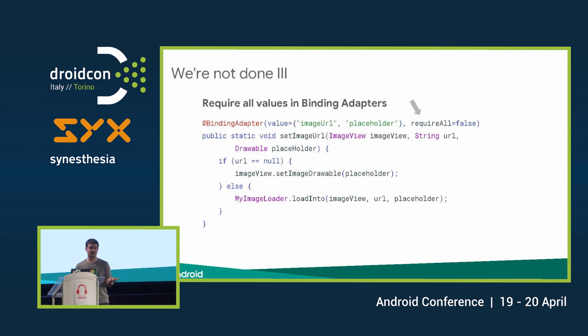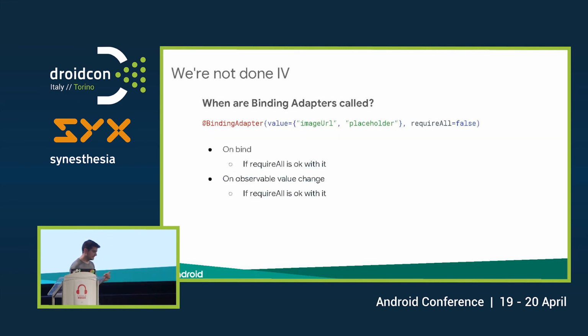You can not define it in the XML, and it's just going to set the placeholder. If both, or if the URL is available, it's going to call your image loader library, Glide or Picasso or whatever, and it's going to load the URL. All right, this is a very important concept. When are binding adapters called? They're called on bind, so the first time you define the connections, if require all is OK with it, of course. And then they are called when an observable value changes. If, again, require all is OK with it.